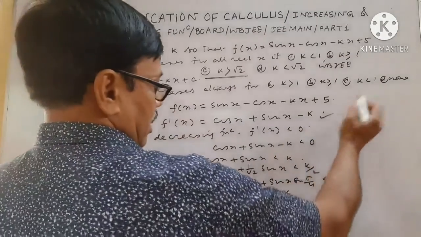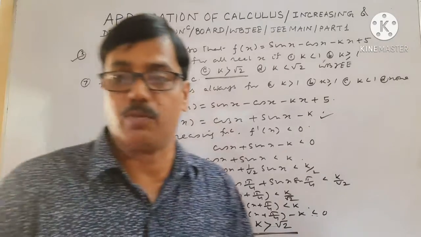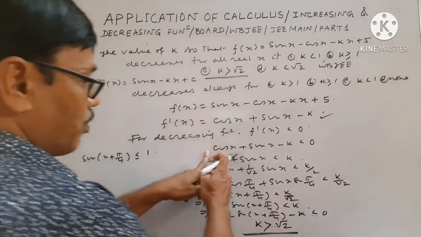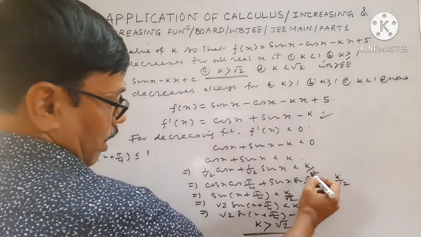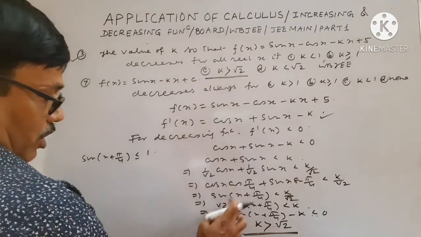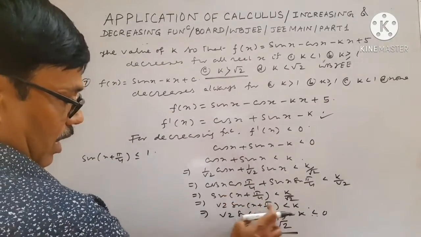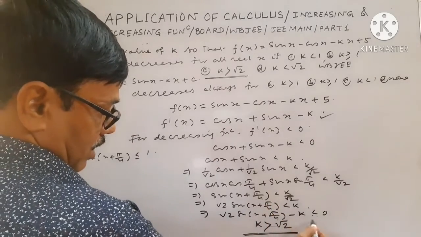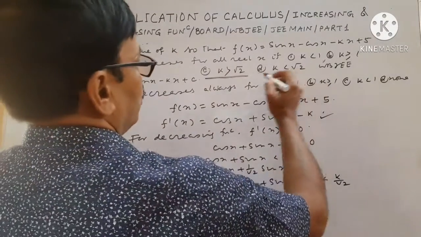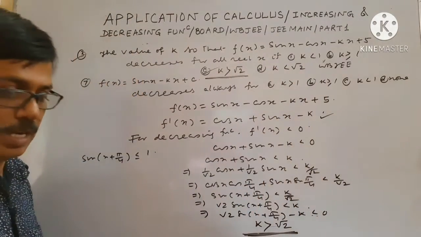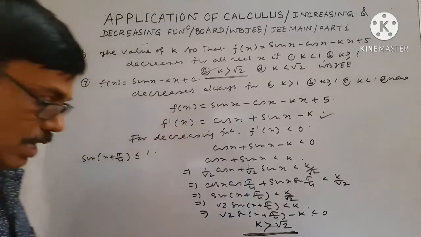Listen again, this is f dash x less than 0. Our main aim is to express it in terms of a single sine or cos. So we divide throughout by root 2. So this is sin of x plus pi by 4, and root 2 sin x plus pi by 4 minus k. To make it negative, k must be greater than root 2. So C is our possible answer.